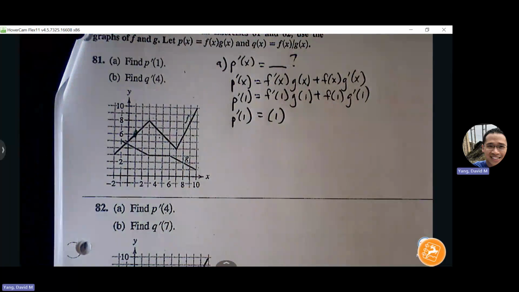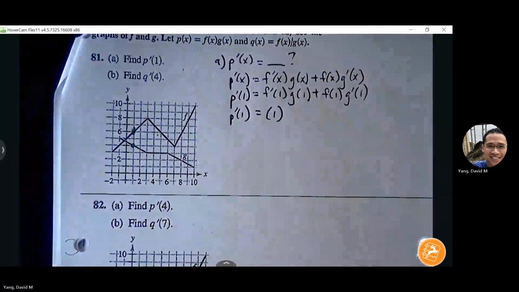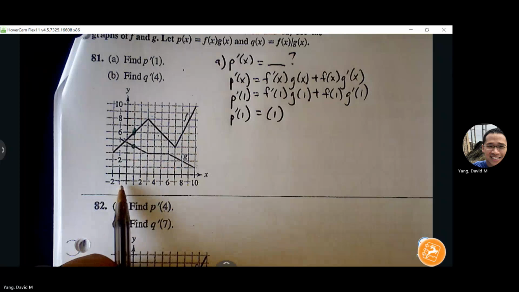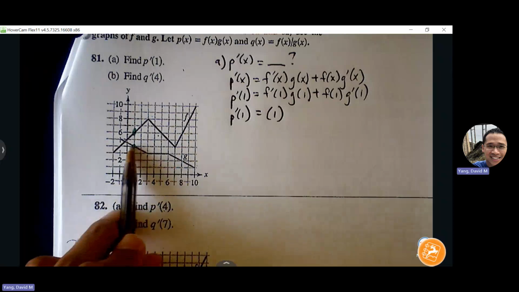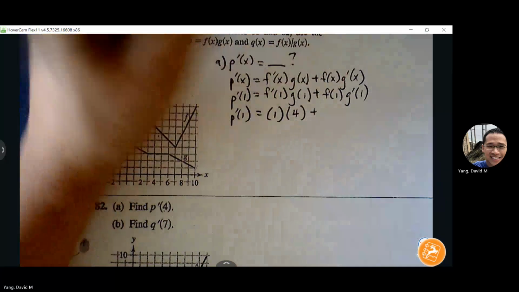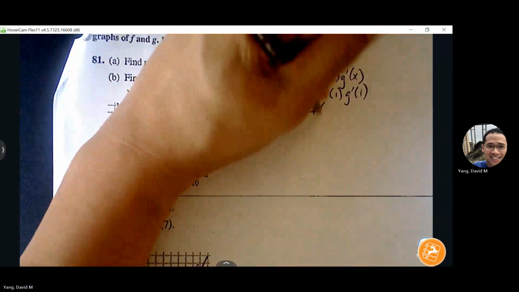G of 1. G of 1 is asking for the order pair. So I'm going to highlight that point, G of 1. What's G of 1 equal to? Yeah, 1, 2, 3, 4. Okay, back to F of 1. Now we're back to the same point, but we're asking for the order pair now. What's the Y value? 6.